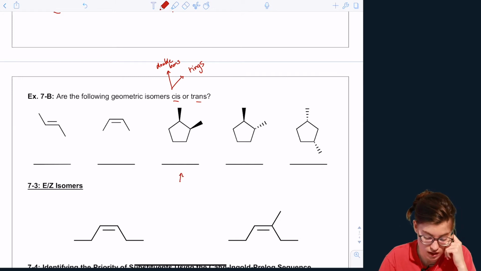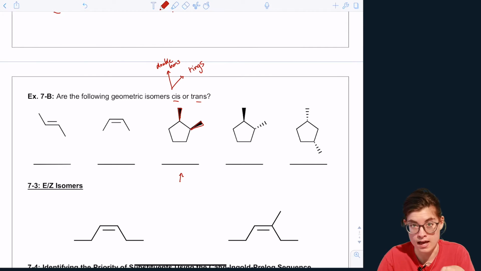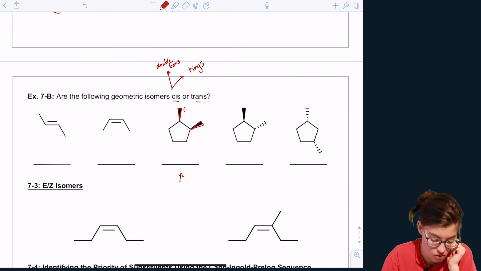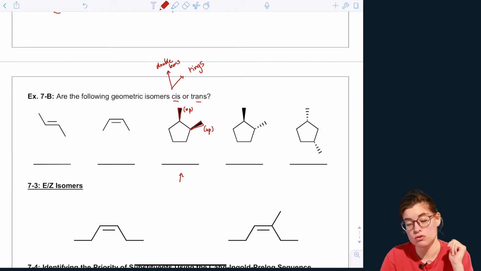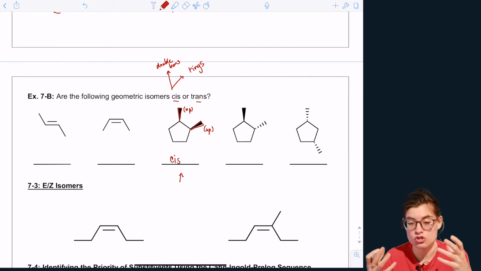So this molecule up here, we have a ring and we have two substituents. We happen to have two methyl groups, okay? Now both of them are on wedge, which means both of those substituents are coming out of, in front of the plane of the page. In other words, they're both going up, if you will, okay? Because they're both going the same direction, we would categorize this molecule as cis, because the relationship between these two substituents is that they're going the same direction, okay?